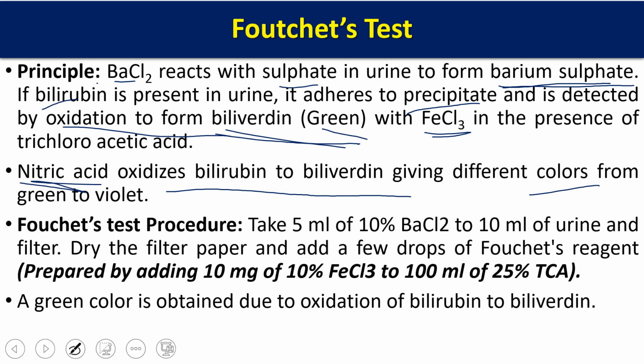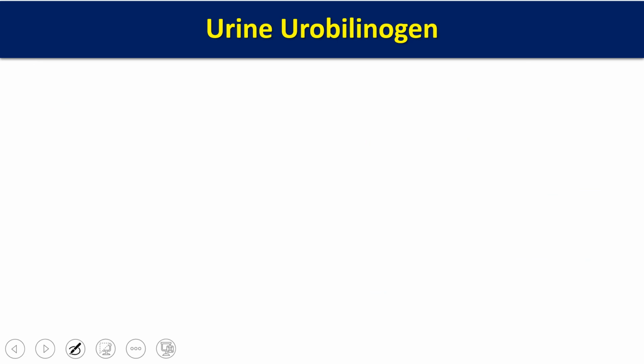So the precipitates will be on your filter paper, and then on the filter paper we add a few drops of Fouchet reagent. This Fouchet reagent contains 10 mg of FeCl3 and TCA, trichloroacetic acid. If a green color appears, it means bilirubin is there, and bilirubin has been converted into biliverdin. So this conversion gives us information about the presence of bilirubin in the urine.